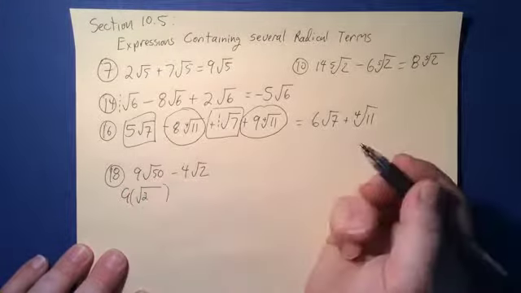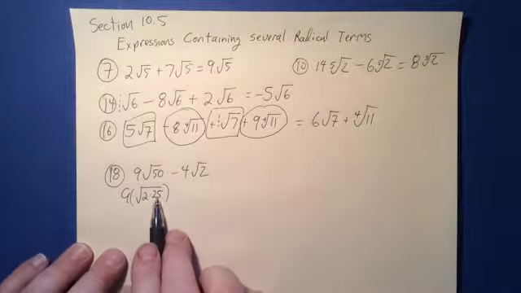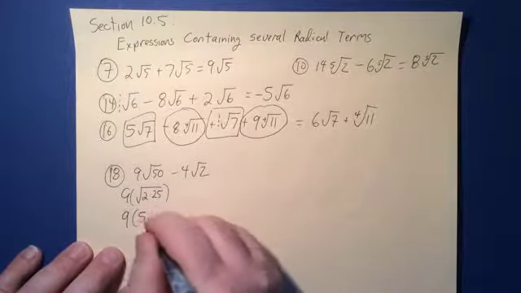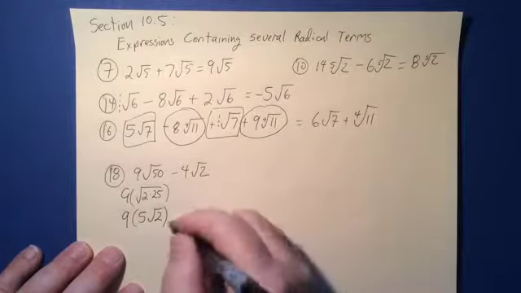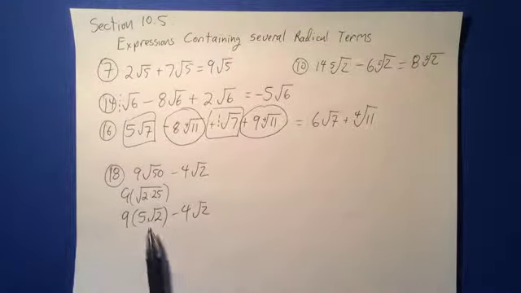One technique for simplifying this is to think about how I can write radical 50. It's going to be 2 times something. Well, that's 2 times 25, and the good thing is radical 25 is a perfect square. It comes out as 5. So this is going to be 9 times 5 radical 2 minus 4 radical 2. Now, you don't necessarily have to show these steps, but I want to give you an idea of where everything is coming from.